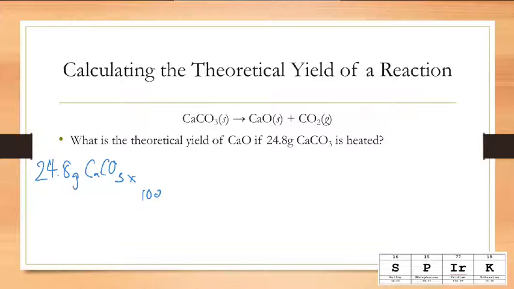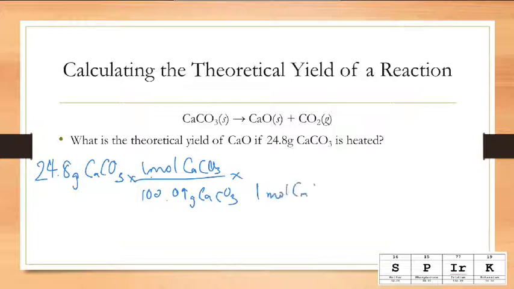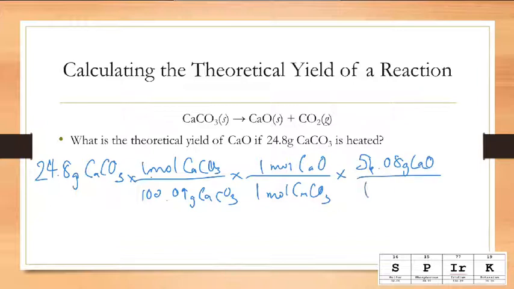So we're going to start with the molar mass of calcium carbonate. Use that mole to mole ratio. So 1 mole of calcium carbonate for every 1 mole of calcium oxide. And then last but not least, we're going to use that molar mass of calcium oxide. And when we multiply all of this through, our theoretical yield is 13.9 grams of CaO.